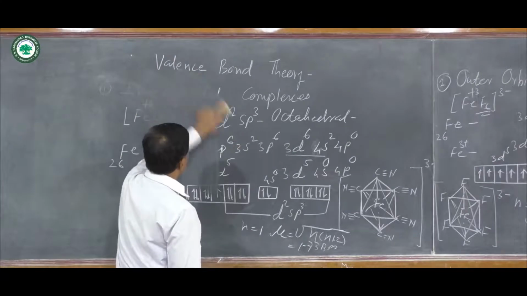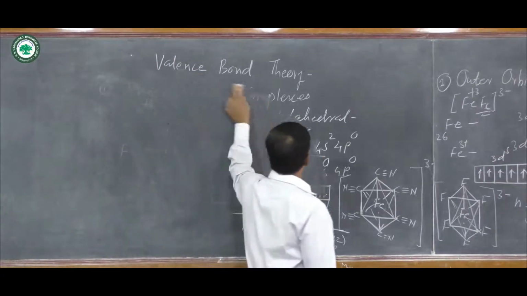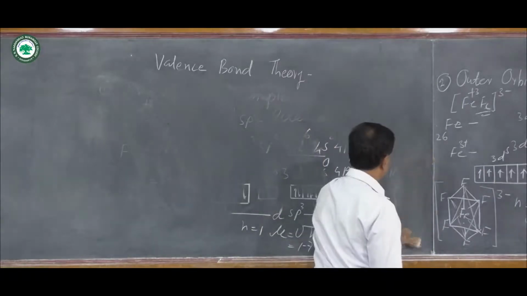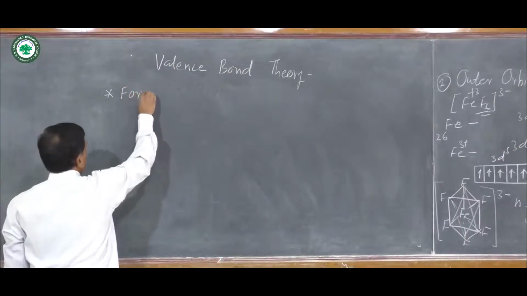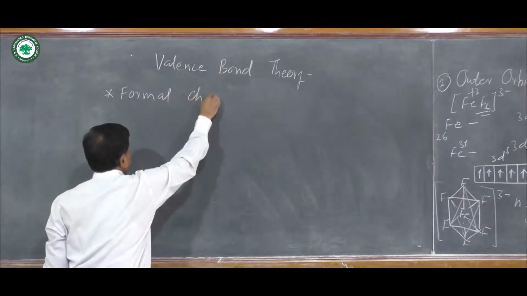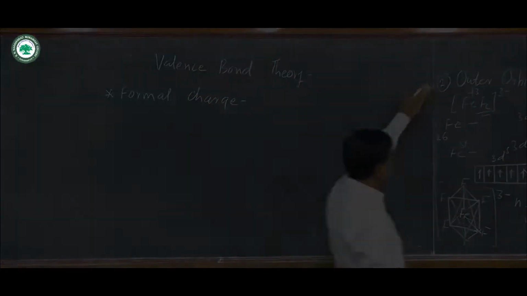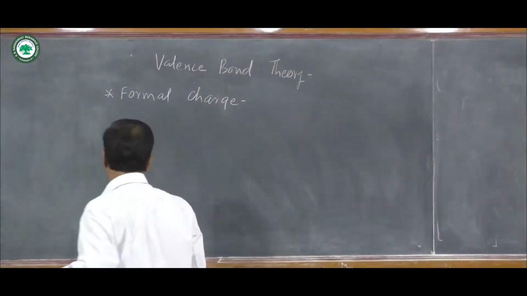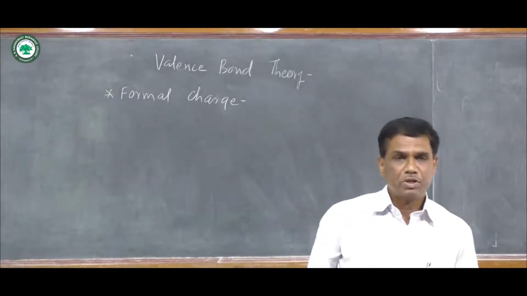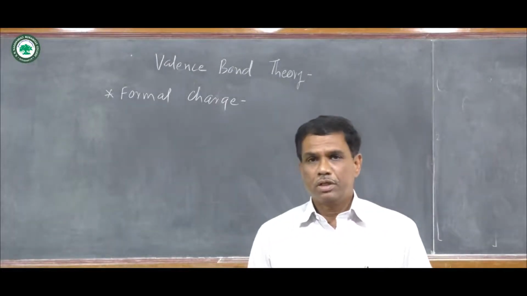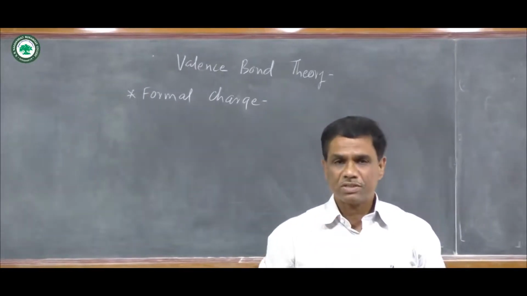Next point is formal charge according to the Pauling and Slater valence bond theory, VBT. Listen, what is meant by formal charge? Formal charge means the observed charge on the metal ion minus the number of electrons donated by the ligands, and those electrons are shared by the central metal ion.